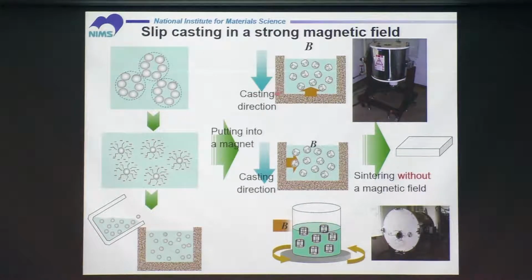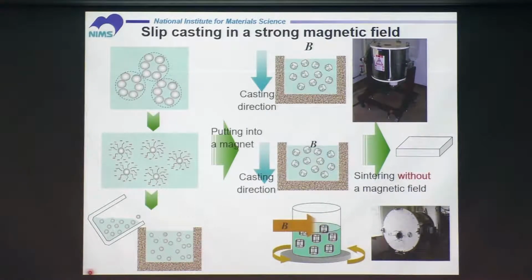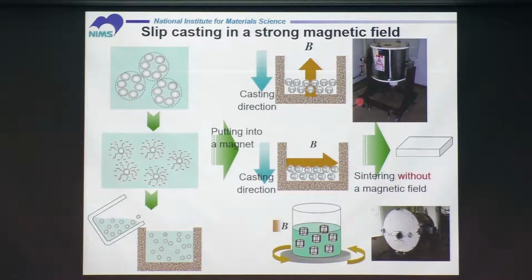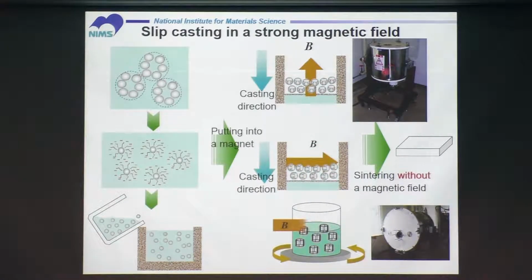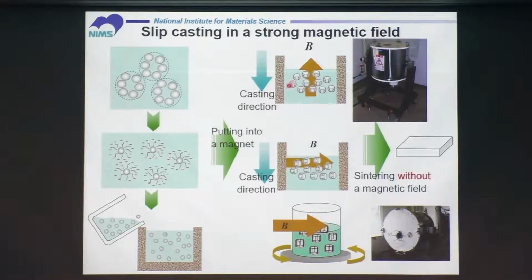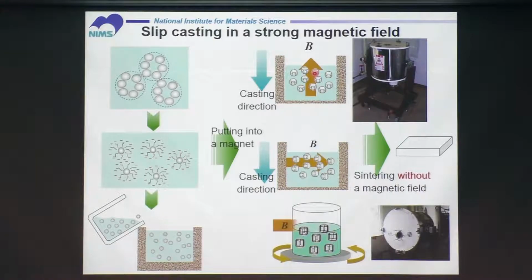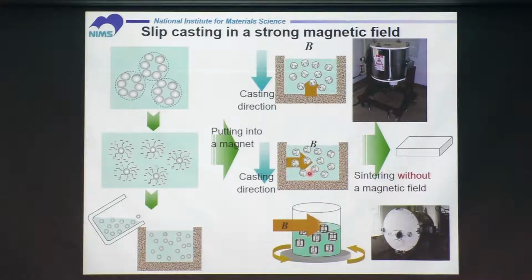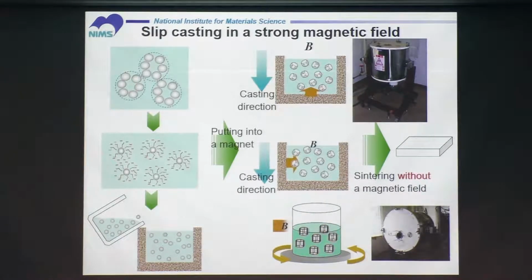And then we just put the suspension in a porous mold, which is placed at the center of a superconducting magnet, like that. In the magnet, each particle is oriented by the applied magnetic field, then it is sedimented or consolidated like that. So we can make a crystalline-oriented dense cake by using this technique.